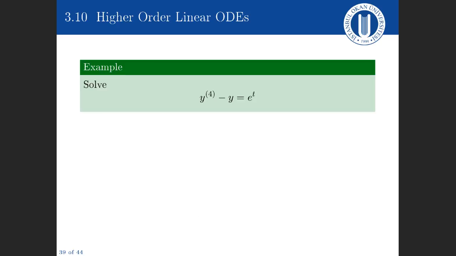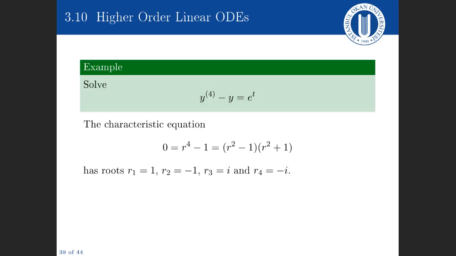Another example, solve the fourth derivative of y minus y is equal to e to the power of t. This is a non-homogeneous fourth order linear ordinary differential equation. We start with a characteristic equation. 0 is equal to r to the power 4 minus 1, or r squared minus 1 times r squared plus 1. And it's simple to see that the roots must be 1, minus 1, i, and minus i.